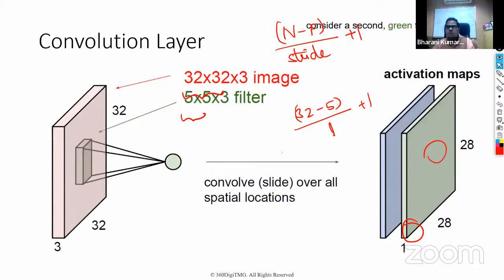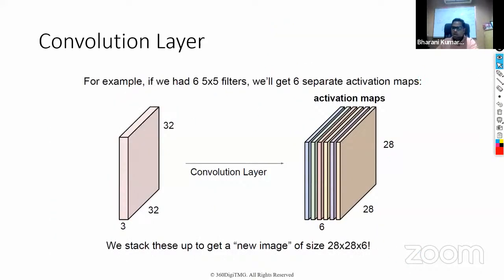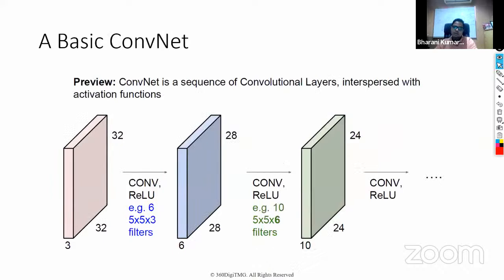If you apply one more filter, I mean, you can apply multiple filters. If you apply one more, you get one more activation map of size 28 by 28 by 1. Say you're trying to apply 6 filters. If you apply 6 filters, you get 6 different activation maps. 1, 2, 3, 4, 5, 6. This is how it works.